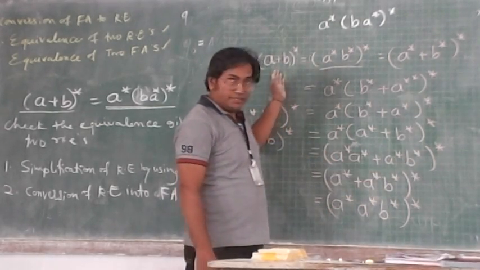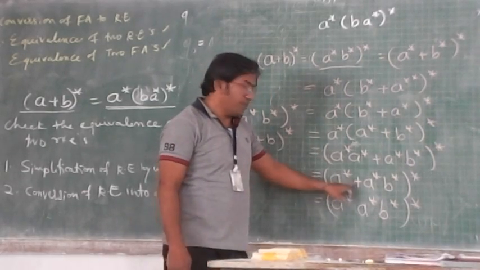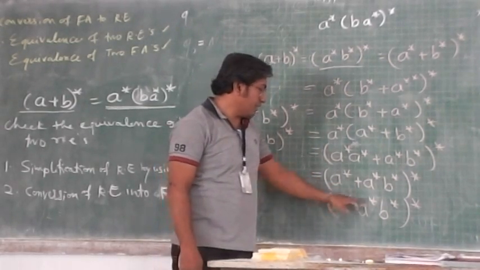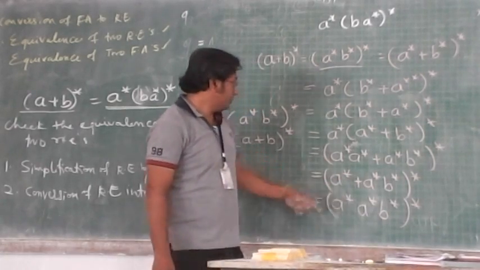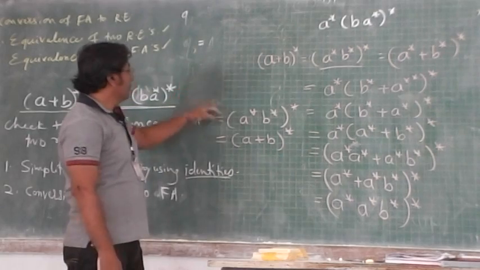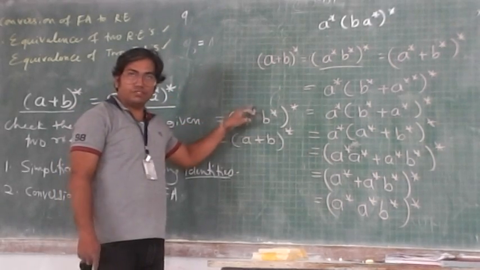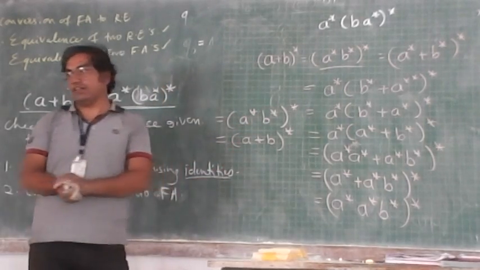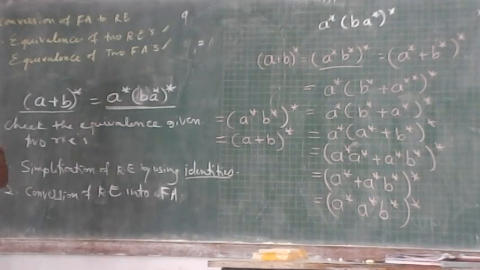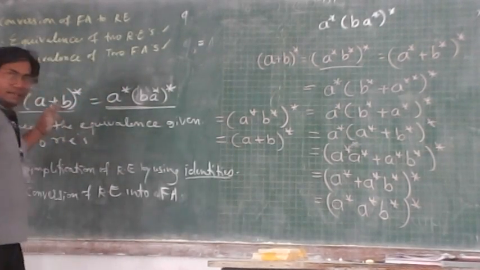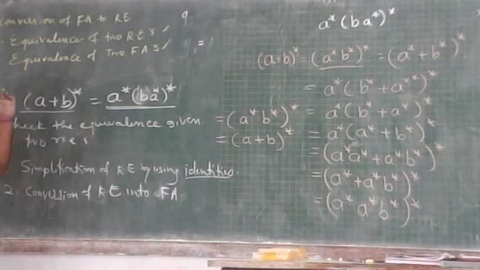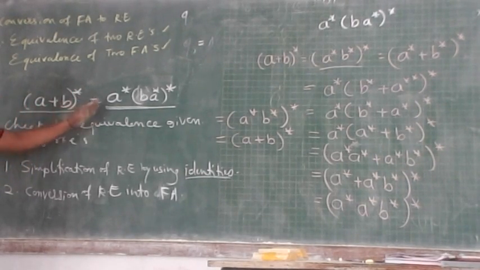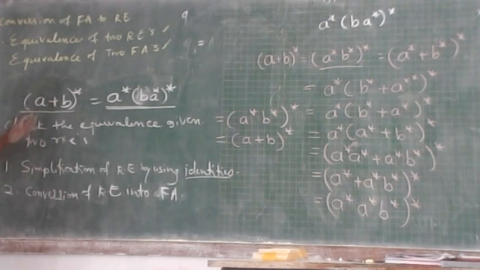So again I apply the same theorem. The plus has been replaced, so it comes to (A star B star) whole star. So this is again (A star B star) whole star, that is equal to (A plus B) whole star. So after simplification, what I got is exactly what I have at the left hand side. That is why I can clearly say that this particular equivalence is correct. It again means that the two given regular expressions are equivalent.